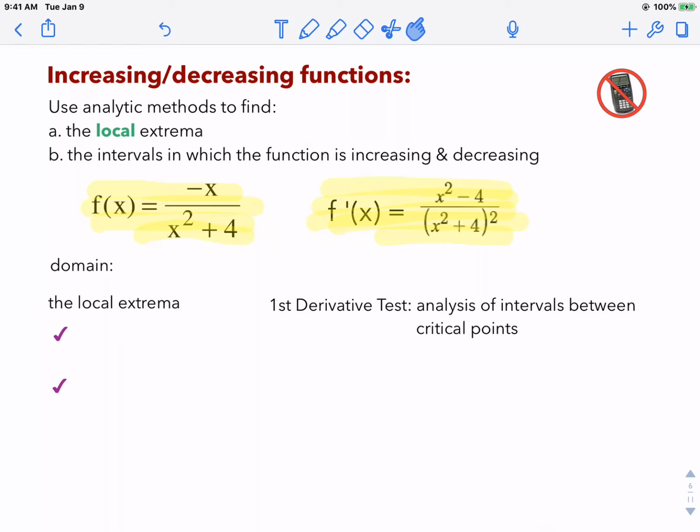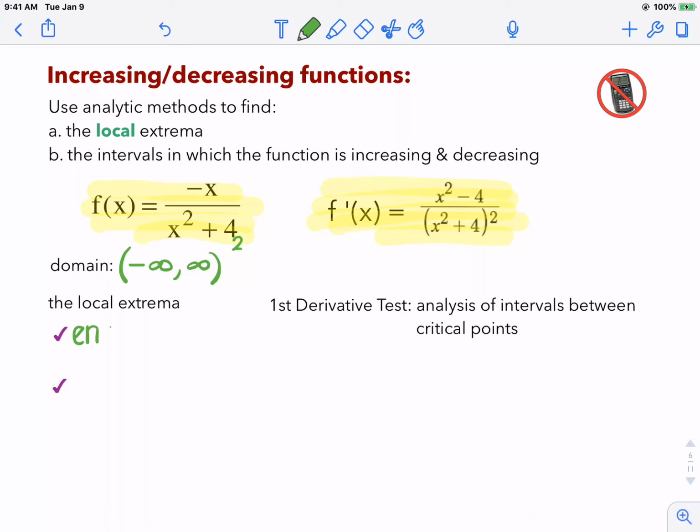We do want to look first to see if this domain has any restrictions. Same as we've been doing all along, we need to know if there's any endpoints. So the only thing that would cause us to have a problem here is if the denominator of our function were 0, and x squared plus 4 can't be 0. And if you don't believe me, do a quick check and see that to do that, x squared would have to be negative 4. So it is not possible. In other words, our domain is unrestricted. All reals.